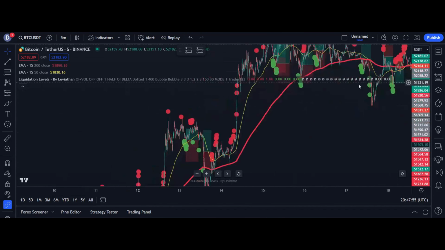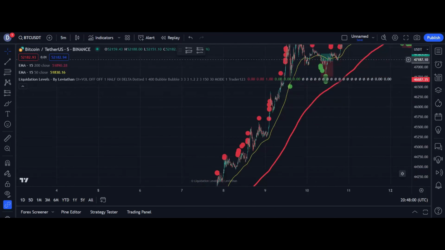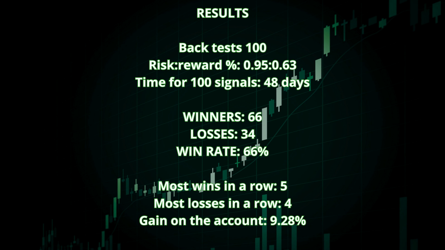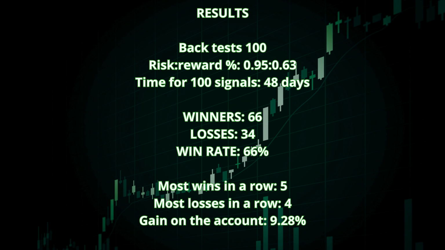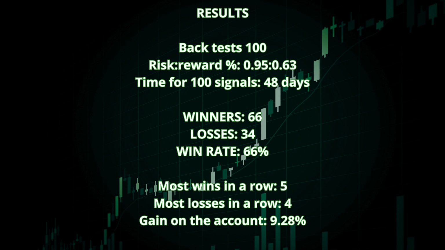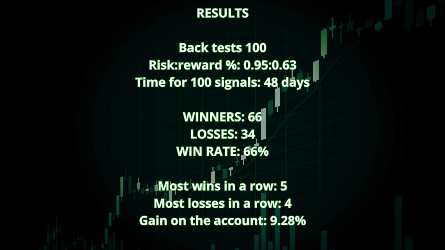So we've completed the backtesting. Let's now take a look together at the achieved results of this strategy. So the results are as follows. Out of 100 tested trades, the calculation turned out as follows. We had an average risk-to-reward ratio of 0.95% risk to 0.63% reward, which was not an entirely ideal outcome.